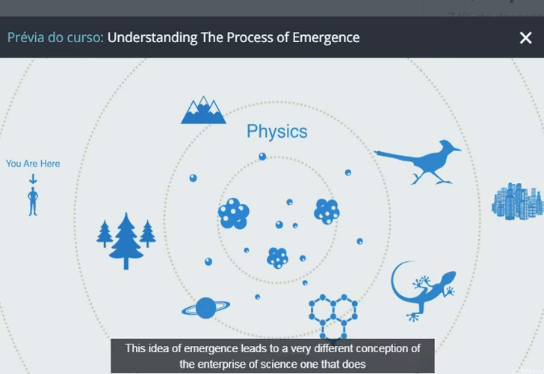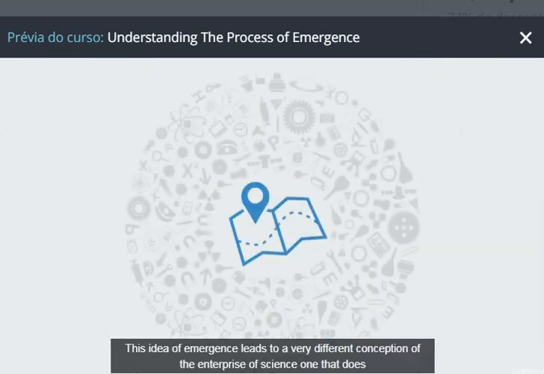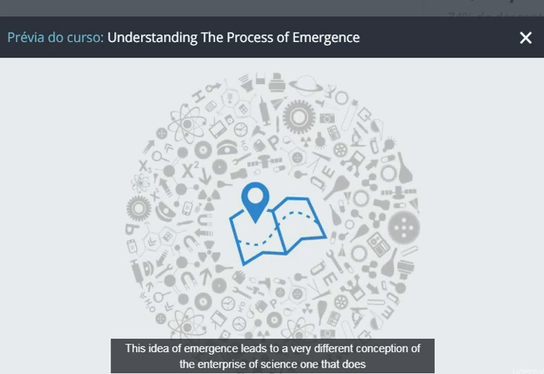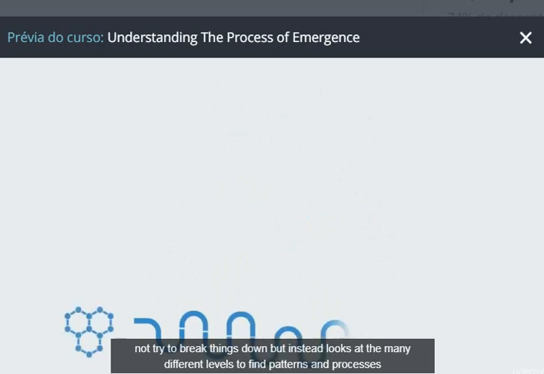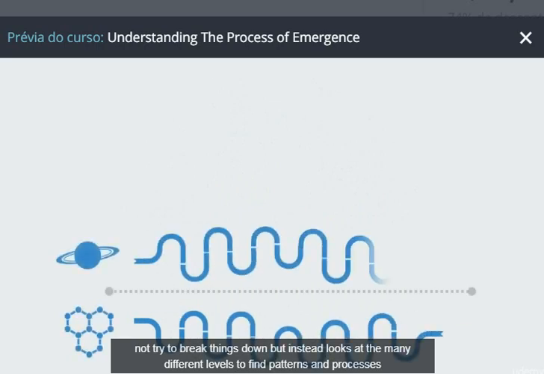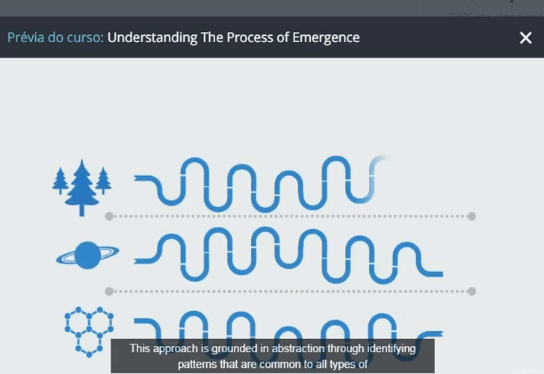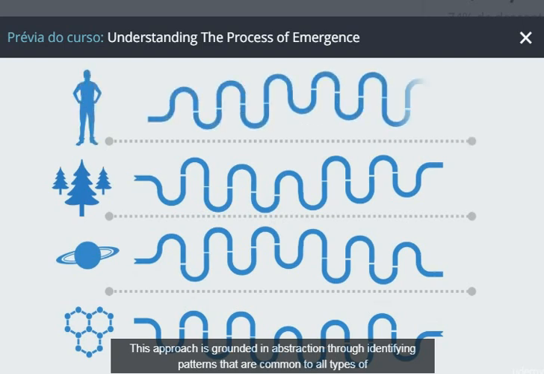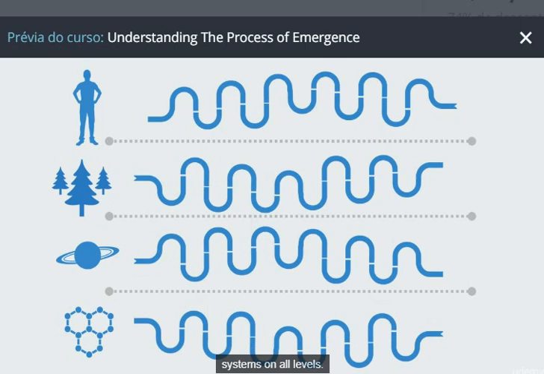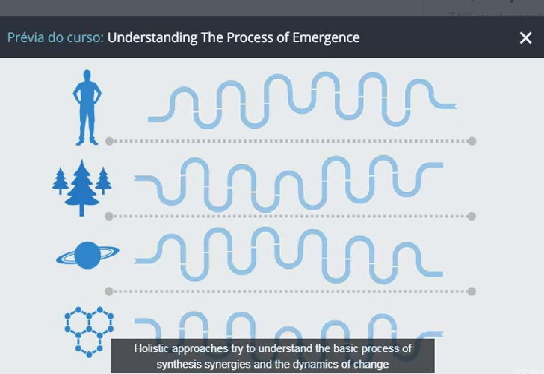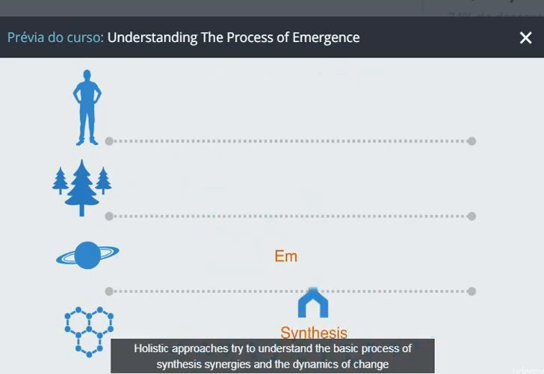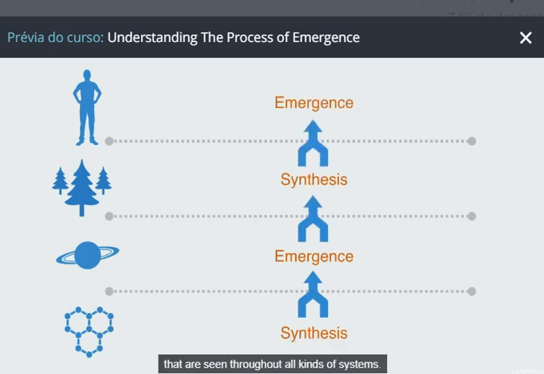This idea of emergence leads to a very different conception of the enterprise of science, one that does not try to break things down, but instead looks at the many different levels to find patterns and processes that are common across all. This approach is grounded in abstraction, through identifying patterns that are common to all types of systems on all levels. Holistic approaches try to understand the basic process of synthesis, synergies, and the dynamics of change that are seen throughout all kinds of systems.